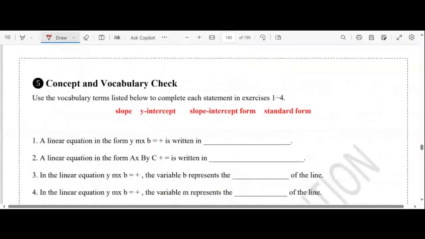Now you have classwork, right? This classwork, you need to find the meaning of those words, right?